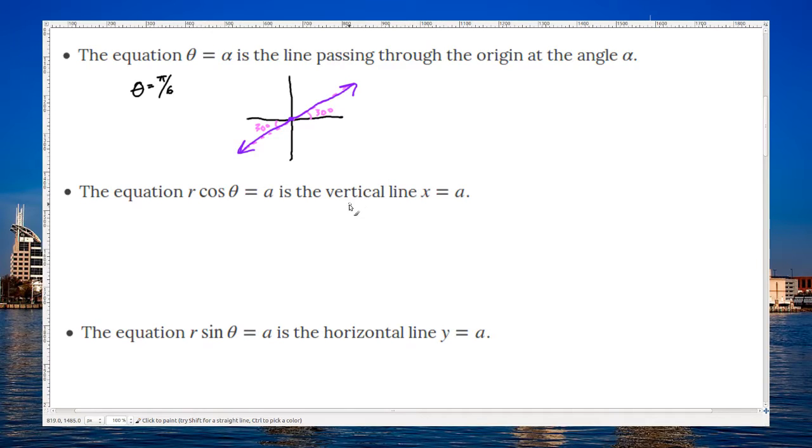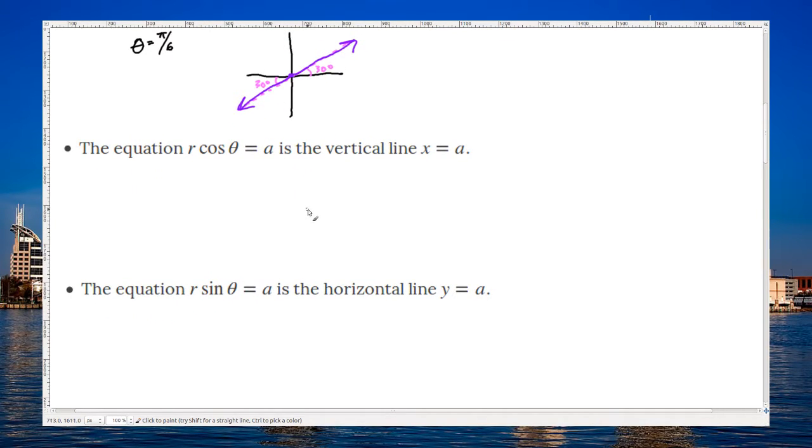Okay. As for the next two, we have r cosine theta is equal to a and r sine theta is equal to a. All we really have to do for these is to think, well, what is r cosine theta? That's x is equal to a. That's why I wrote it right here. And r sine theta, we can substitute that in for y. And so we get the very basic horizontal and vertical lines. Here we get the vertical line where x is equal to a. And then here we get the horizontal line where y is equal to a.